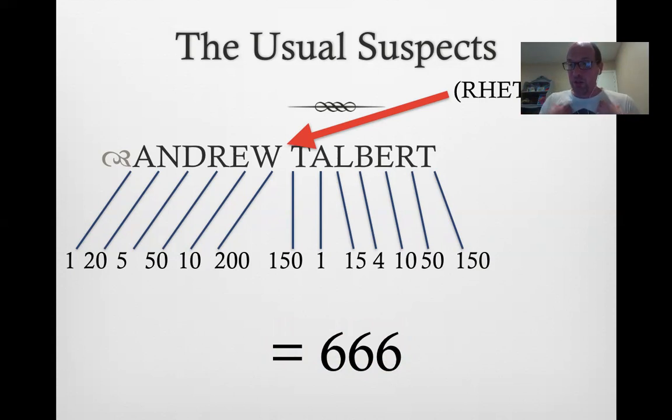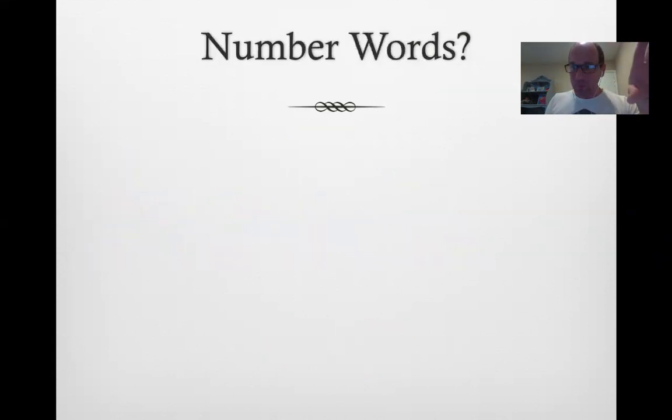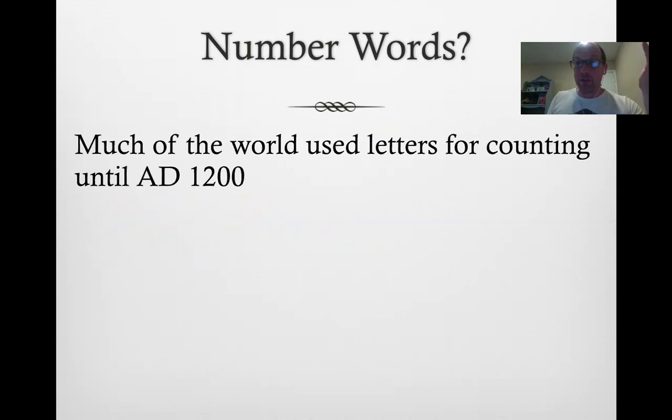But for the first century, that wasn't so artificial. I talked about this a little bit. So let's take a look at that. Number words. What do I mean by that? Until we got Arabic numerals, the way that Western cultures used numbers was to use their alphabet. That is to say, until 1200, people used letters for counting. This is around the time of the Crusades, so more interaction with Arab nations.